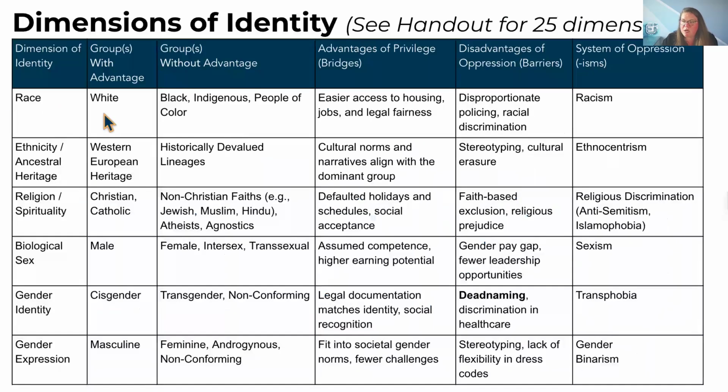A snapshot of this, and again this might be very US focused: we look at the dimension of race in the United States and in most places. The groups with advantage are people who are white. Groups without advantage are Black, Indigenous, and people of color. The resource also helps you understand the advantages of privilege, which we call bridges, or the disadvantages, which we call barriers. And finally, this last column, which connects to the last chapter and practice in the book, is learning to identify the system of oppression, the ism that's involved.